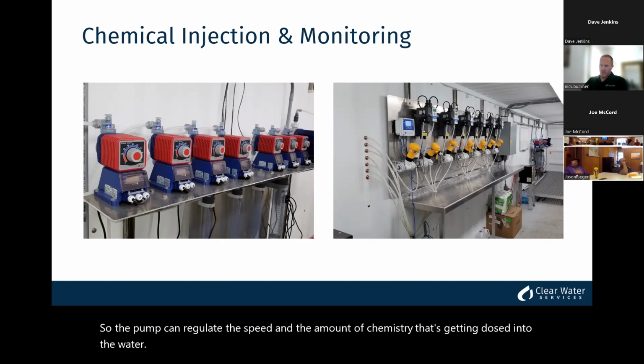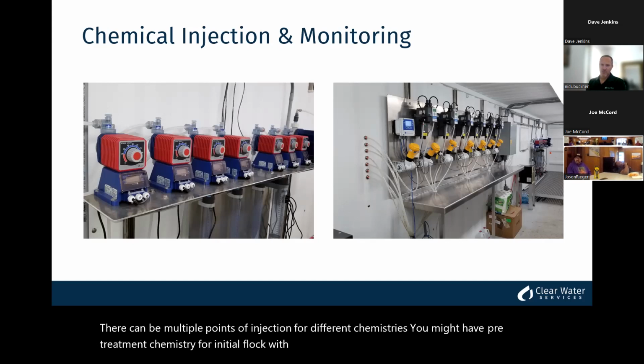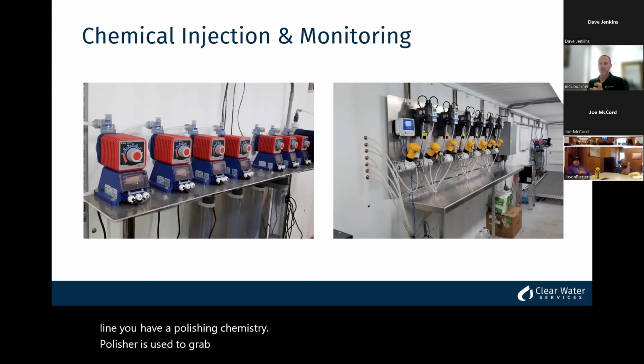There can be multiple points of injection for different chemistries. You might have a pre-treatment chemistry for initial floc with pH adjustment, and then later down the line, you'll have a polishing chemistry. The polisher is used to grab that last bit of fine particles just prior to the sand filtration, so that it's more efficient.